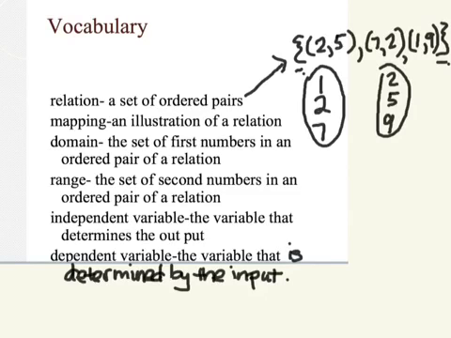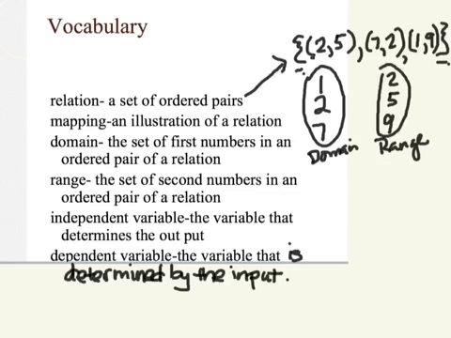Mapping is a way of demonstrating a relation by taking the two groups of values, like the x terms, which we're going to talk about as the domain, so that would be the domain here, and then the y terms, which as a group are referred to as the range, and mapping them together.